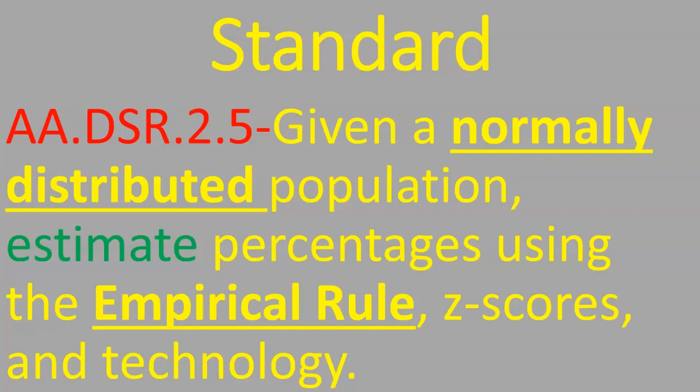The empirical rule, remember, is the 68, 95, 99.7 rule. Z-scores, you can use the z-score formula, which I didn't show here, or use technology to help find that. But it's all about the percentage under the curve that tells you how many fit the particular criteria.